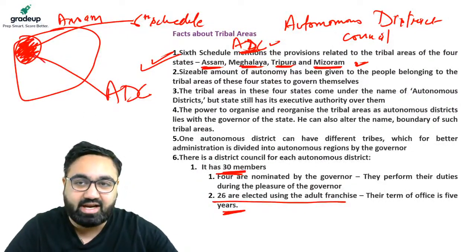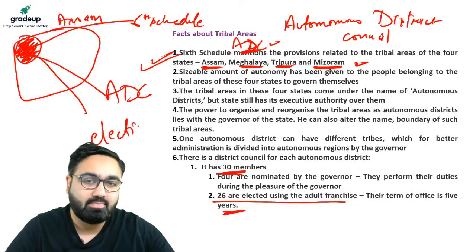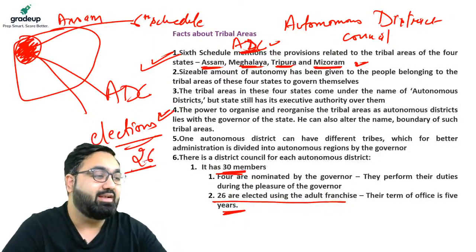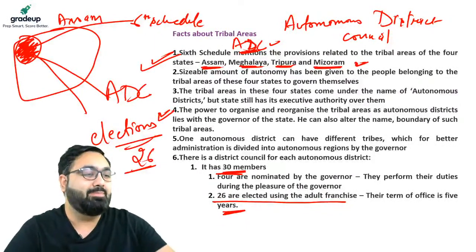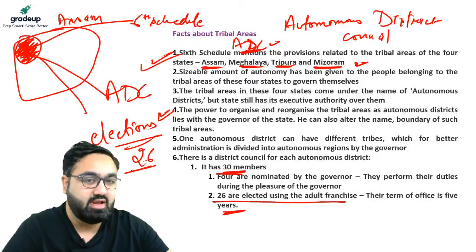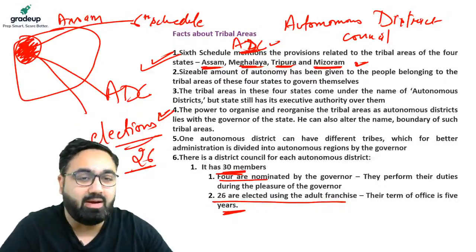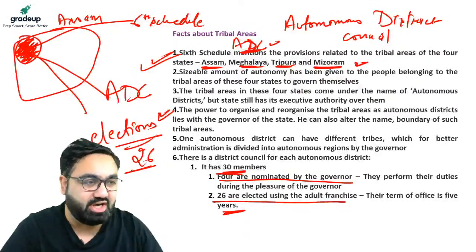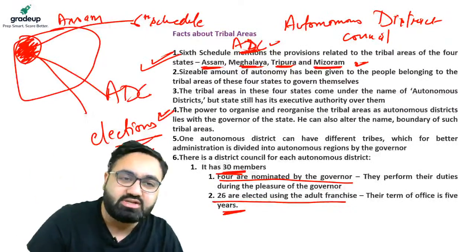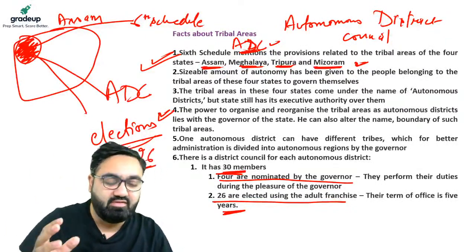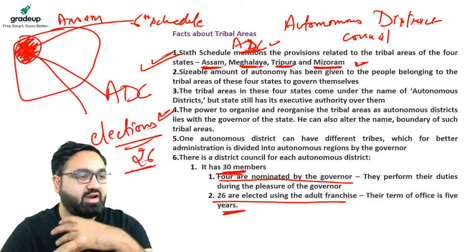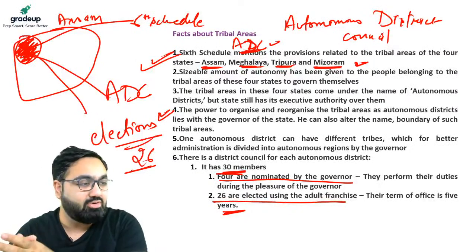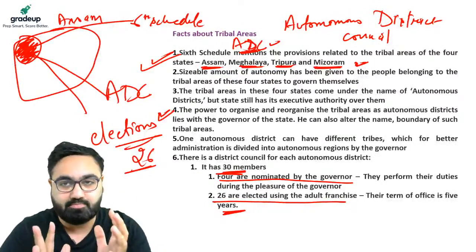So, in this area, elections will take place, and 26 people will be elected like this, and the remaining 4 are nominated by the governor. So in each of these 6 scheduled districts, Assam can have more than one district also. These are districts where we have a lot of tribal population. They have different kinds of rituals, cultures, laws, and backgrounds. So they are allowed to make their own laws.